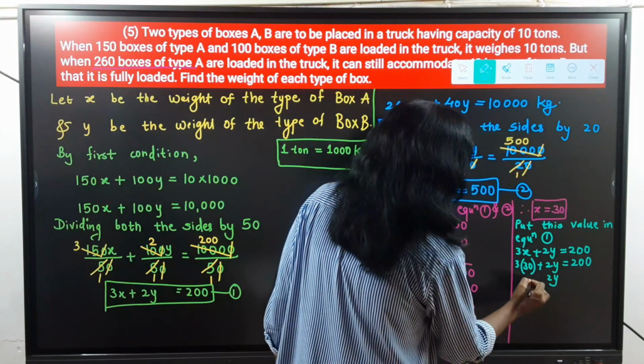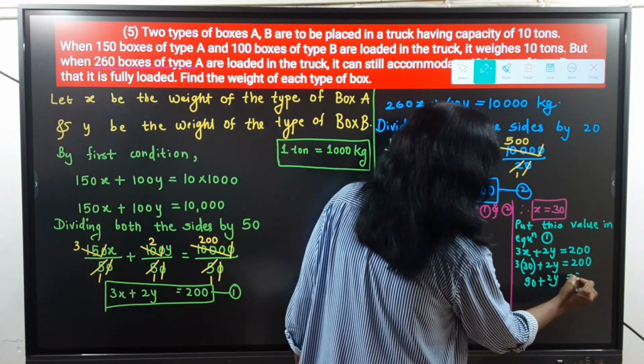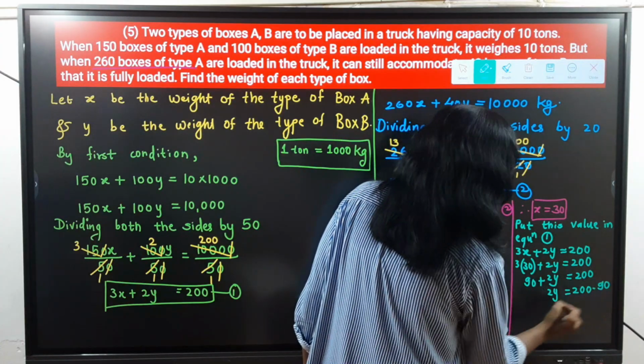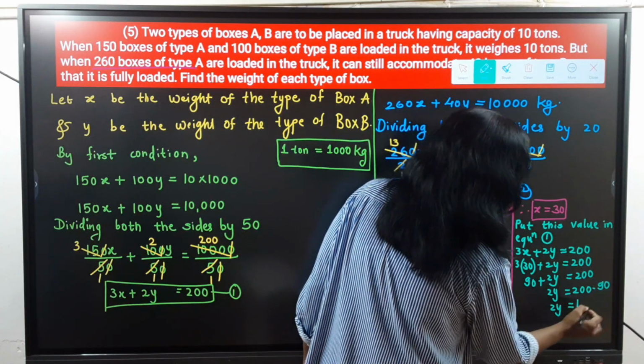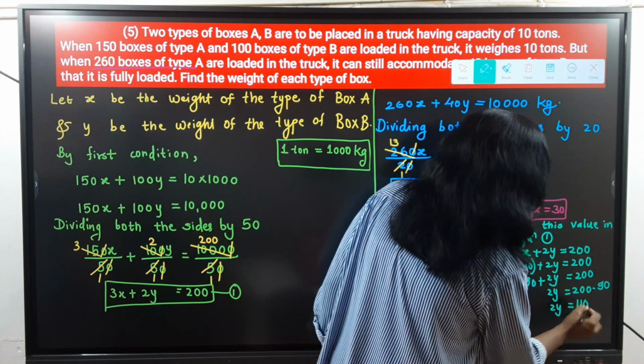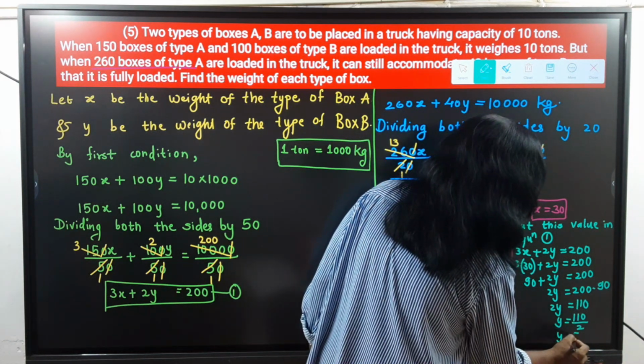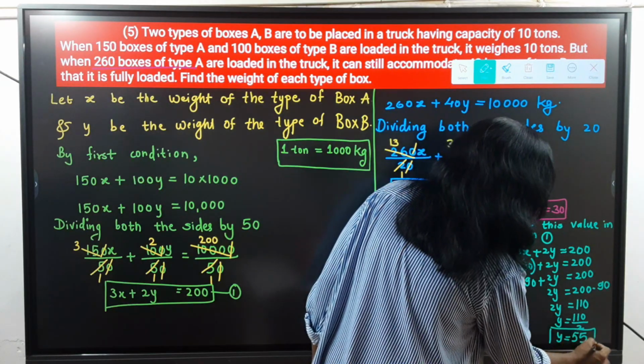Therefore here 90 plus 2y is equal to 200. Therefore 2y is equal to 200 minus 90. Therefore 2y is equal to 110. So y is equal to 110 upon 2. So y is equal to 55.